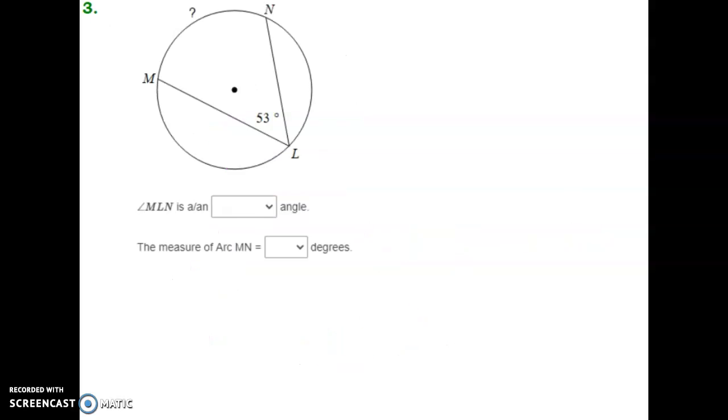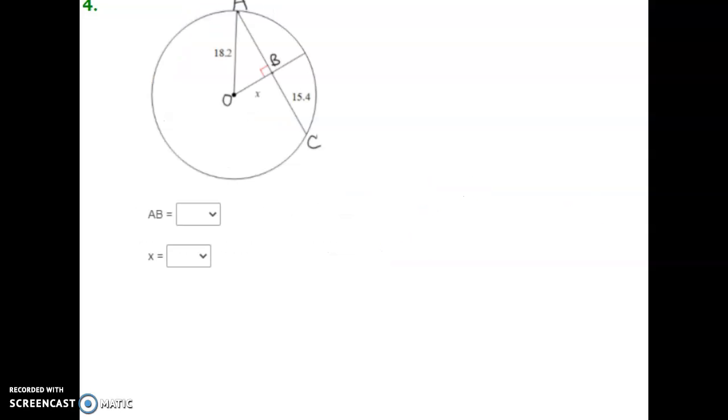Number 3. This is an inscribed angle, so the measure of this arc is twice as big as 53. So let me write inscribed angle, and that means 53 times 2 is 106 degrees.